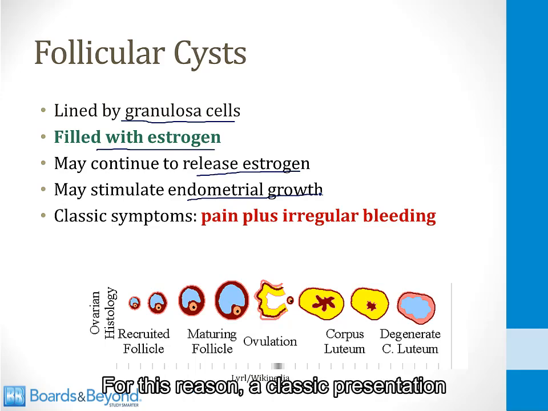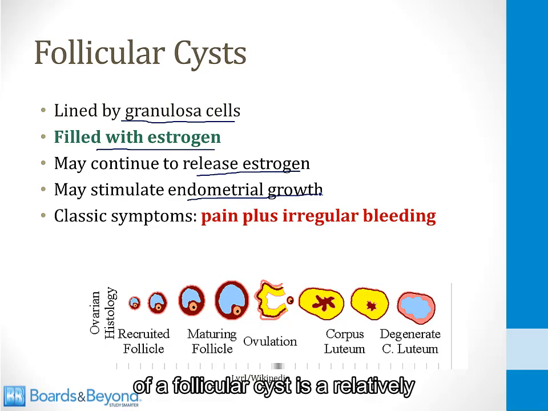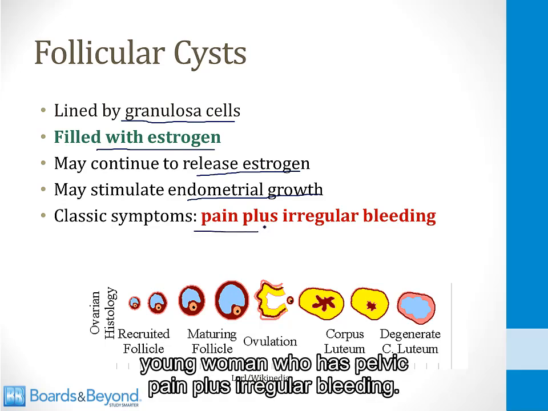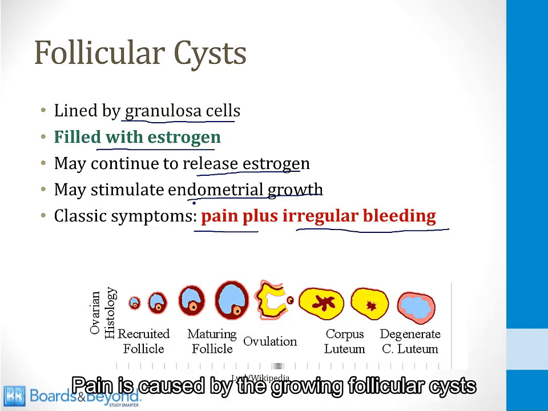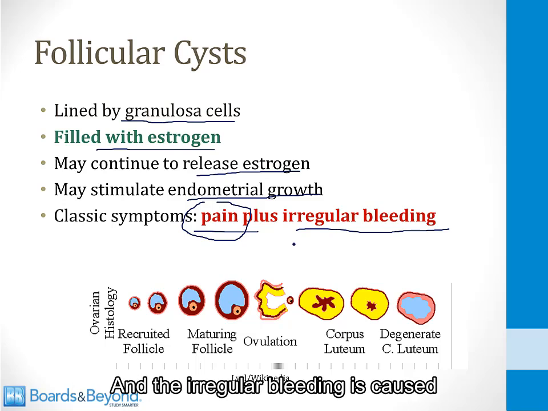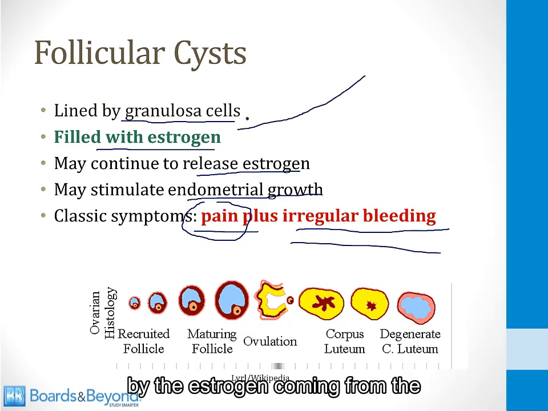For this reason, a classic presentation of a follicular cyst is a relatively young woman who has pelvic pain plus irregular bleeding. Pain is caused by the growing follicular cyst, and the irregular bleeding is caused by the estrogen coming from the granulosa cells that line the cyst.